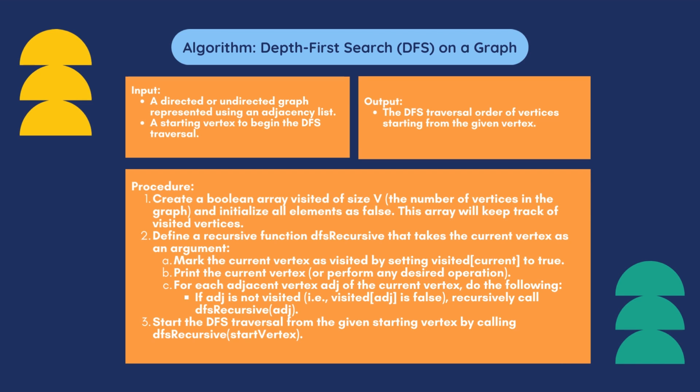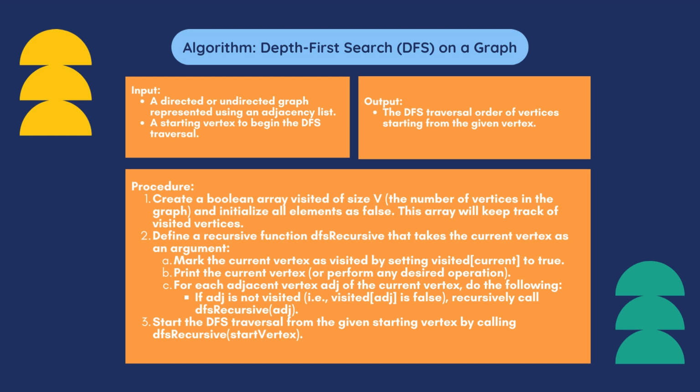We shall have an input of a directed or even undirected graph. This will be represented using an adjacency list. We will also input a starting vertex to begin the traversal. And the output we shall get is the DFS traversal order of the vertices or nodes. The procedure is to first create a Boolean array visited of size V, the number of vertices in the graph, and initialize all elements as false. This array will keep track of visited vertices.